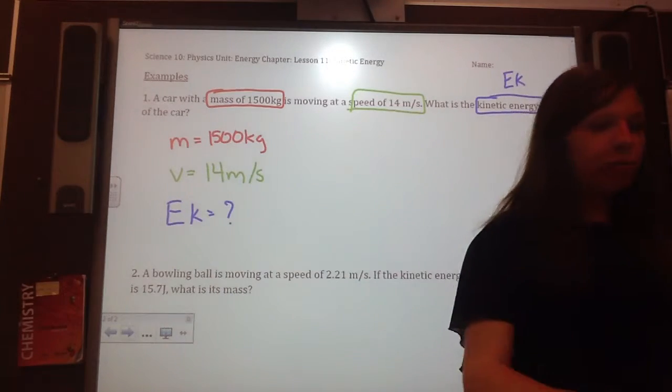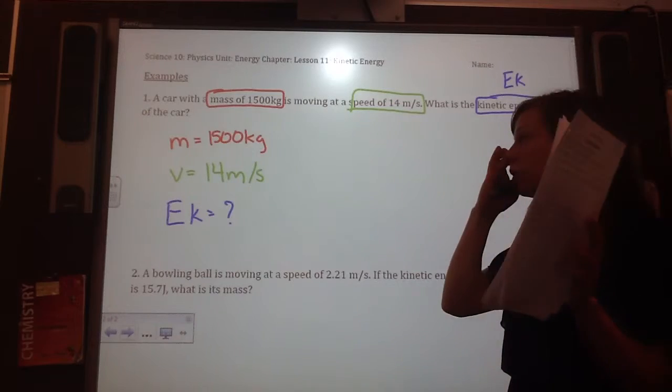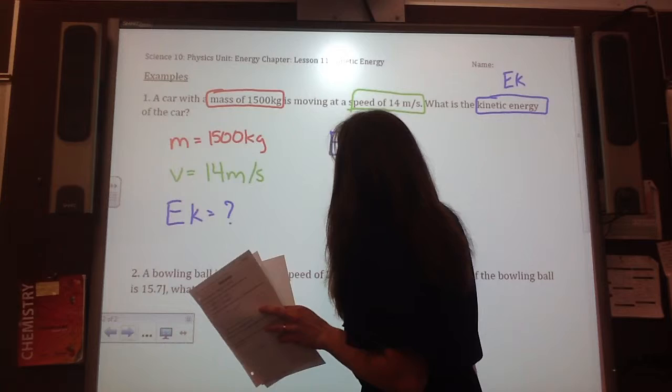So then you look at your formula sheet and you think, which one do I need? Do I need the EK one, do I need the m one, or do I need the v one? You need the EK one. So then you write out your formula.